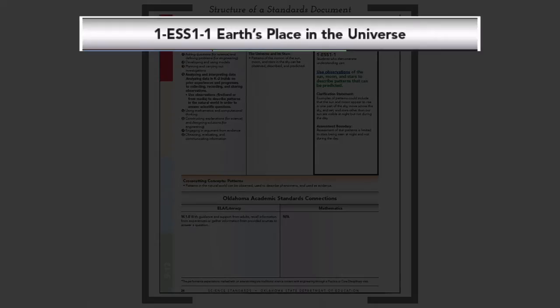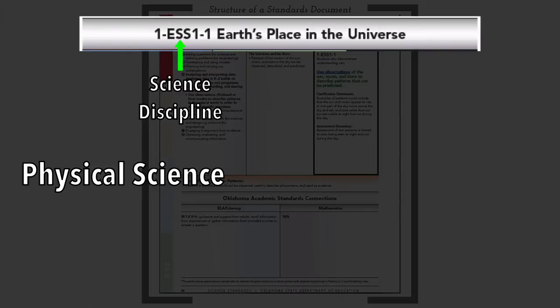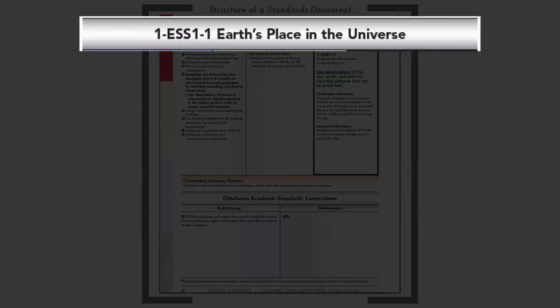This standard comes from first grade, indicated by the 1 at the front of the naming system. Then we see ESS, which represents the discipline in science that this standard focuses on. There are 3 disciplines in science found in the standards document: physical science, life science, and this particular discipline, earth and space science. The second number we see in the naming system, 1, represents the topic in earth and space science that this standard comes from. The first topic in earth and space science is Earth's place in the universe. The second number indicates the actual standard number.